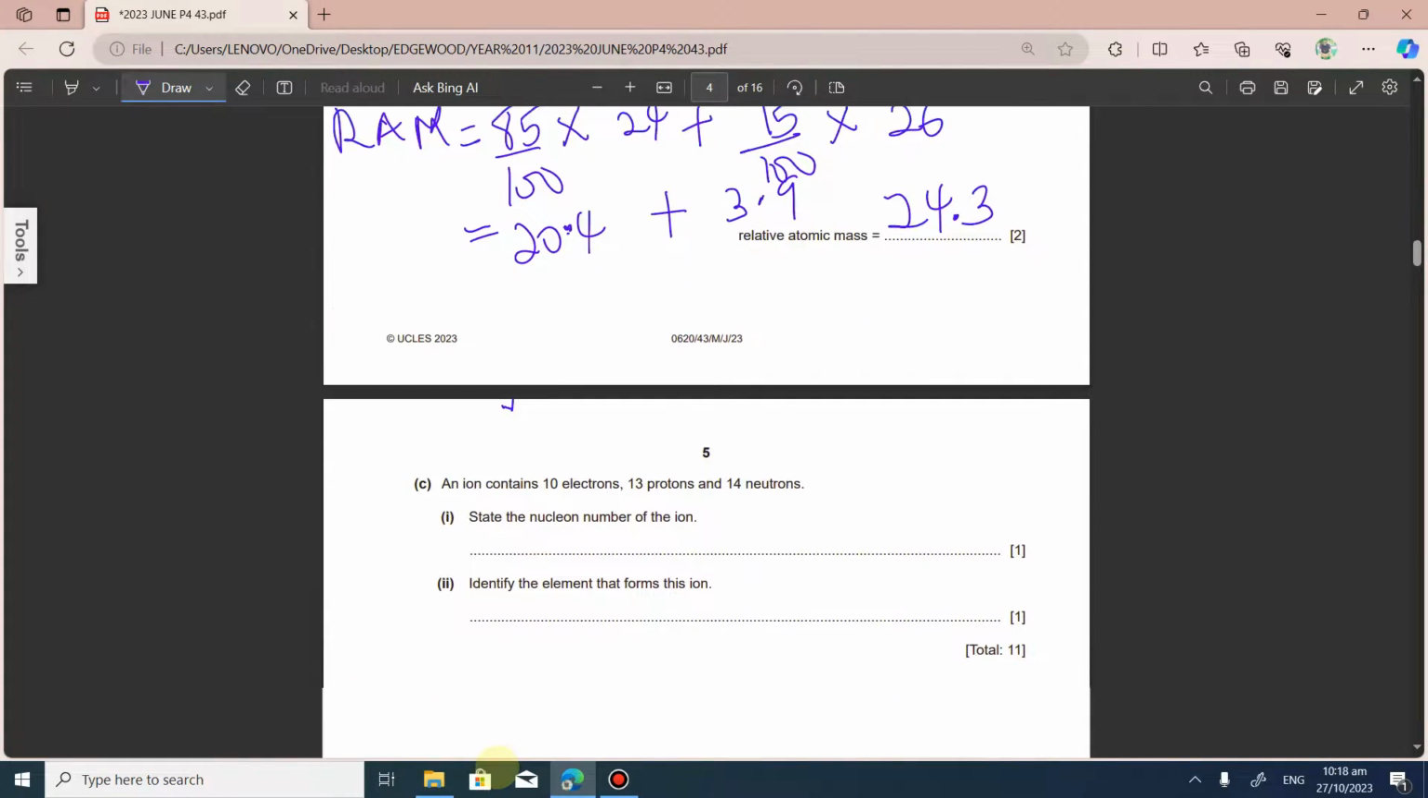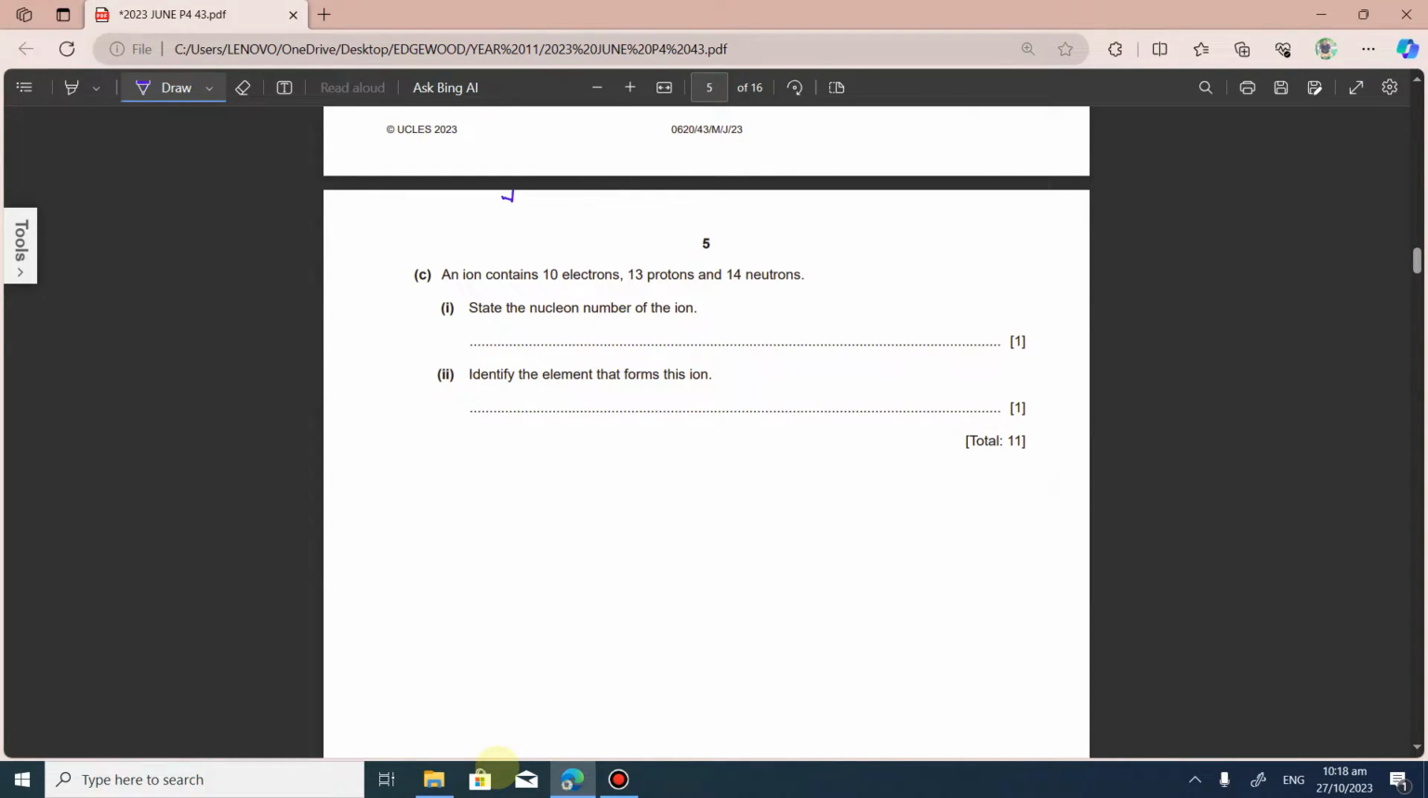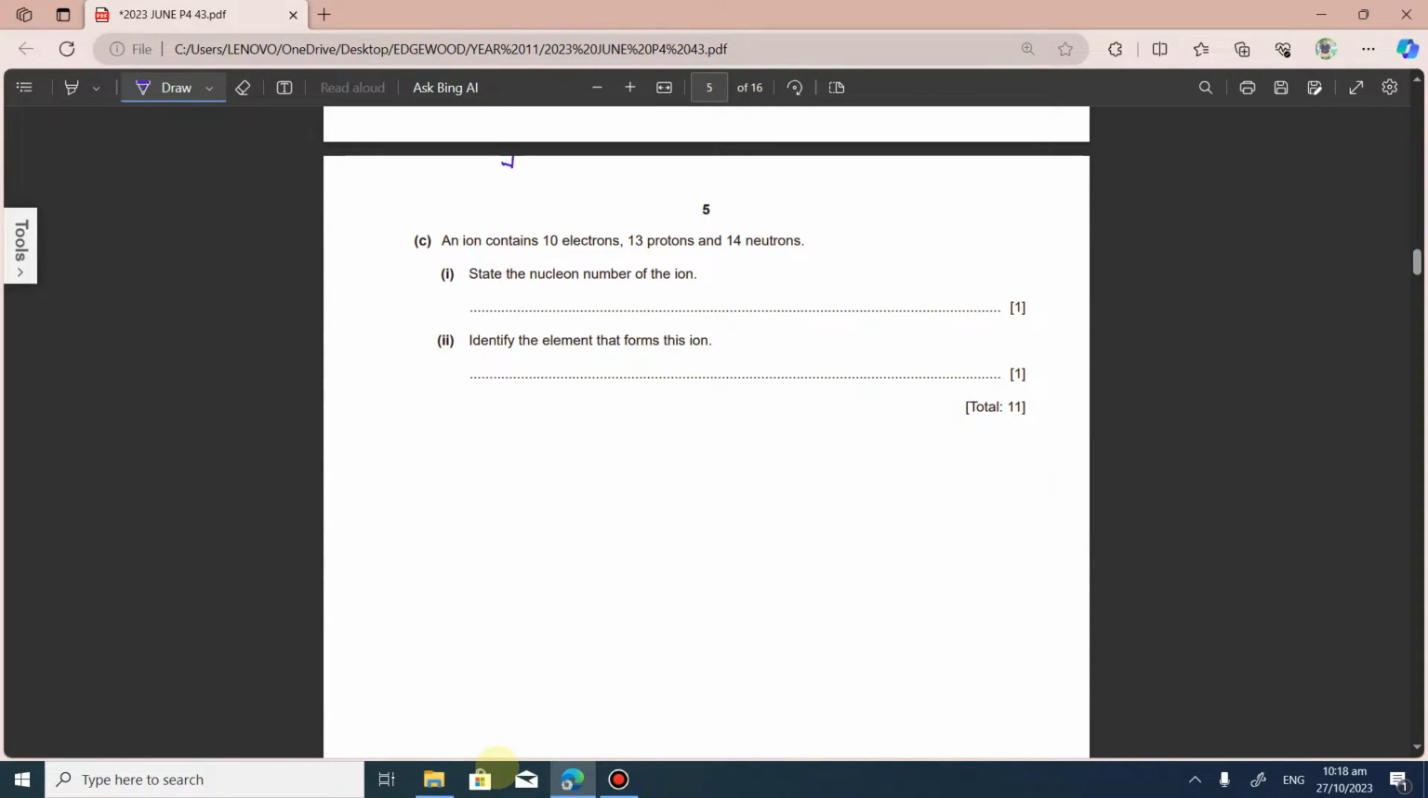Now, moving forward, there's a question here that says an ion contains 10 electrons, 13 protons, and 14 neutrons. State the nucleon number of the ion. Now, the nucleon number is simply the same as the mass number. So remember that the formula for the mass number is simply the number of protons plus the number of neutrons. So the protons here is 13 and the neutrons is 14. So if we add both of them up, we have 27.